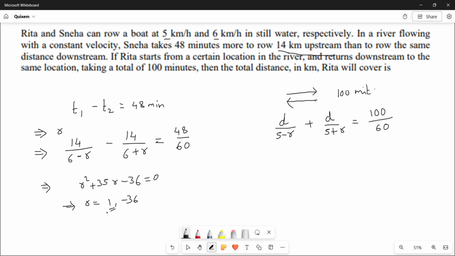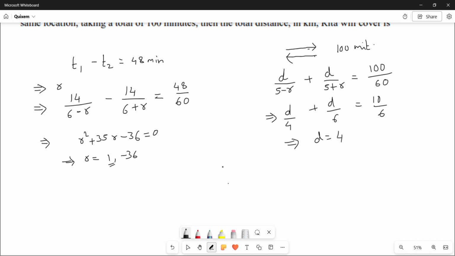Now we already know r based on the previous equation. So let's substitute that and we'll get d by 4 plus d by 6 equal to 10 by 6. Upon simplification, we get d equal to 4. But she has to travel to and fro, so the total distance traveled by her will be 2 into d, that is equal to 8 kilometers.